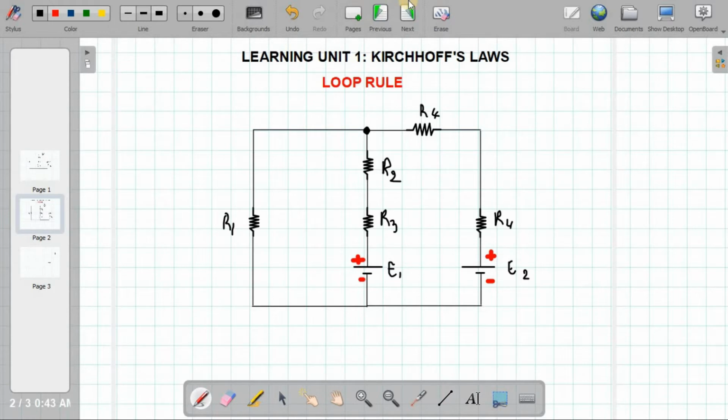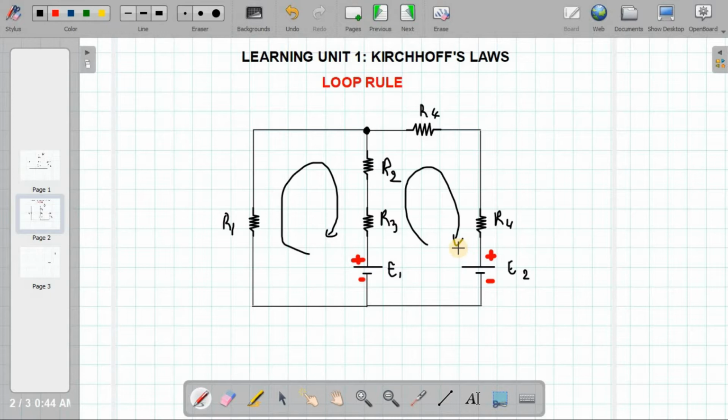When you talk about loops, they are just the spaces on both sides of the node. In this circuit, because we have only one node, we're going to have two loops. The first loop will be this one, and the second loop will be this one.